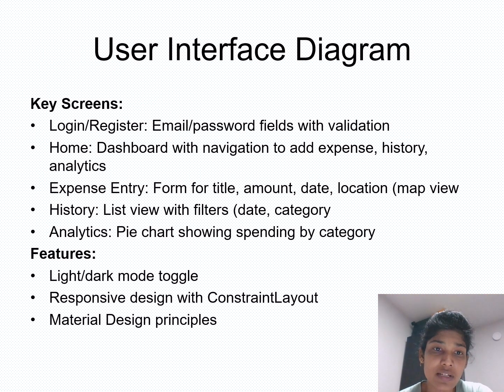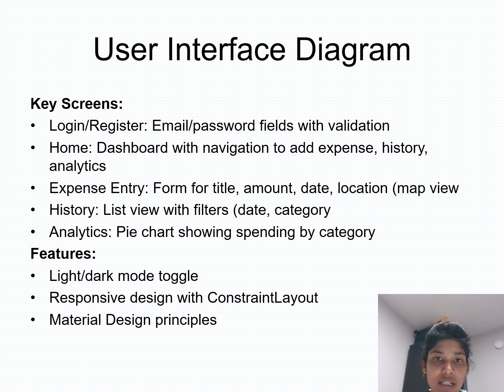And next, user interface diagram. The user interface diagram has key screens and features. In key screens: login or register, email or password fields with validation; home dashboard with navigation to add expense, history, analytics; expense entry form for title, amount, date, location, map view; history list view with filters, date, category; analytics pie chart showing spending by category. In features: light or dark mode toggle, responsive design with consistent layout, material design principles.